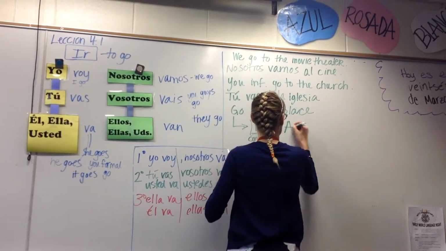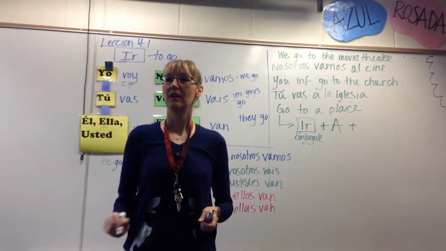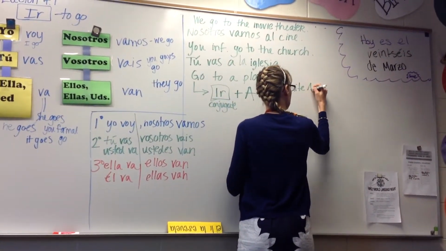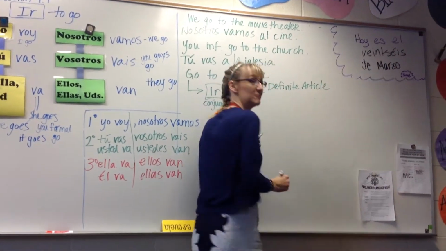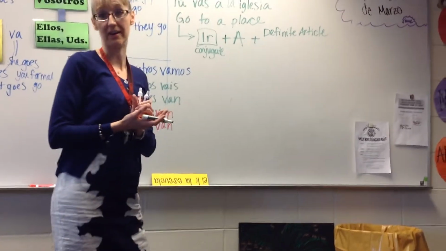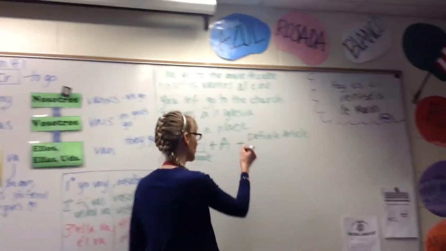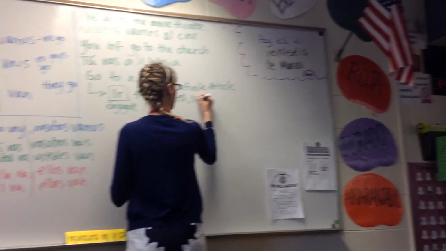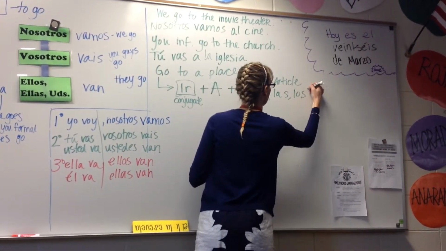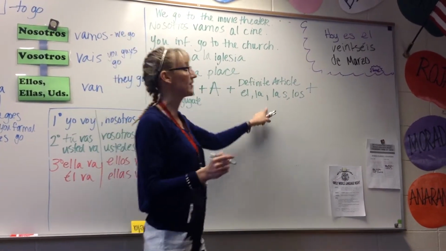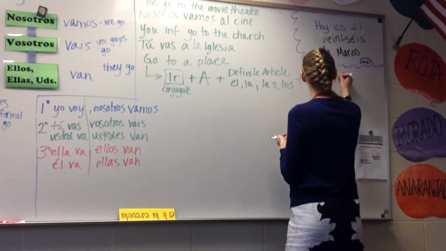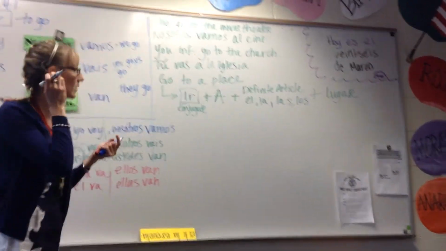Plus a definite article. Harper, what are my four definite articles? What are the four definite articles that we know? Four different ways to say the. El, good, I like it. La, las, and los. Good, you nailed it. Muy bien. Okay, ir plus a plus a definite article plus what? Lugar, plus the place. Excelente, muy bien. Okay?